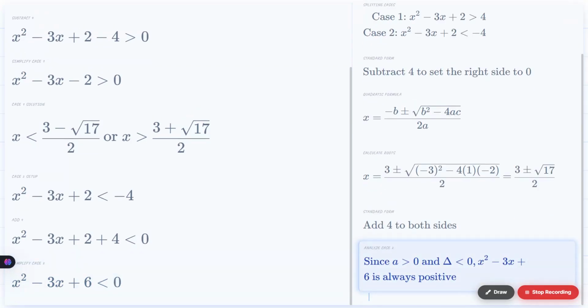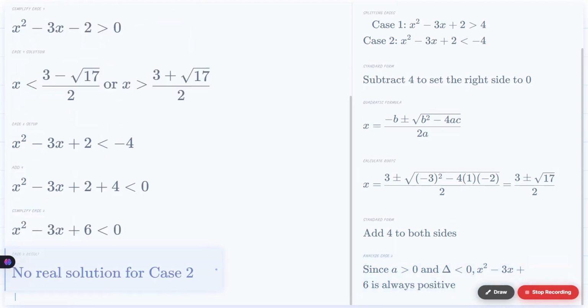We look at the parts of the second case. We do this to see if any numbers work. The rule says that because the curve opens up and never touches 0, it is always a positive number. We state there is no real solution for the second case. We do this because no number makes the expression less than 0. This happens when the math shows the value is always positive.